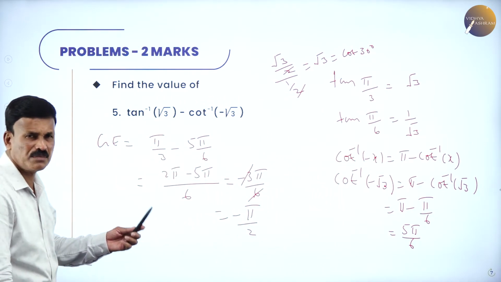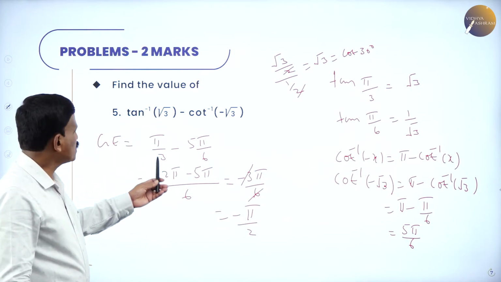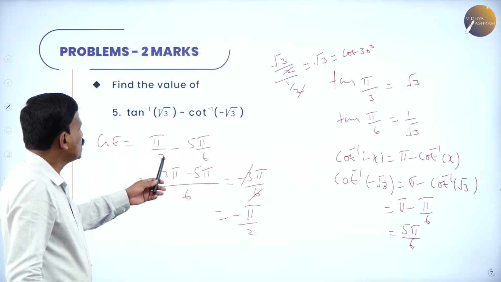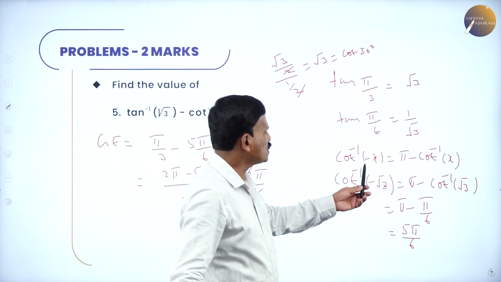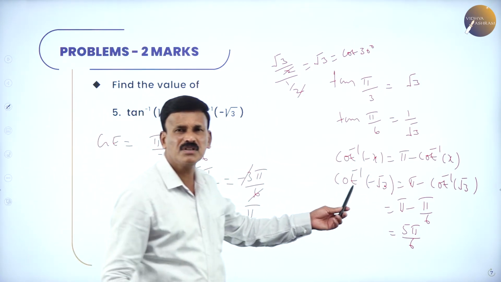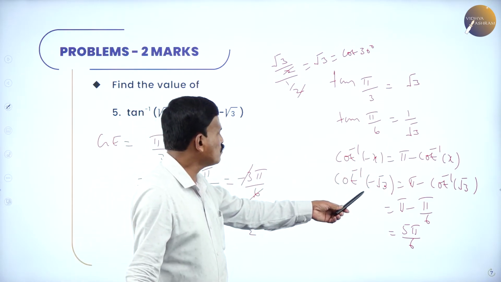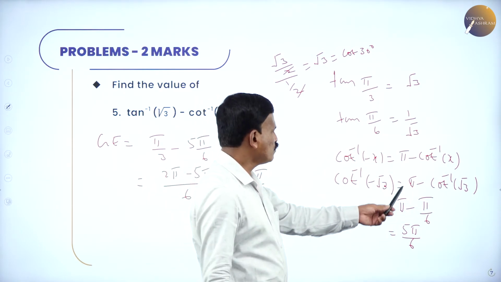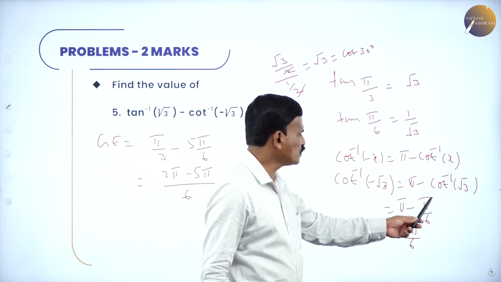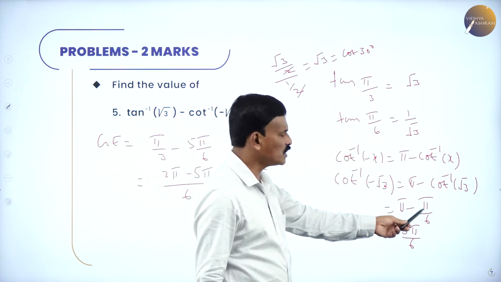Very simple and very important problem. Tan inverse of root 3 is pi by 3 because tan pi by 3 is equal to root 3. Minus cot inverse of minus root 3 can also be written as, since there is one formula, cot inverse of minus x is equal to pi minus cot inverse x. Cot inverse of minus root 3 can be written as pi minus cot inverse root 3. Pi minus cot inverse of root 3 is pi by 6 because cot 30 degrees is equal to root 3, that is pi by 6.